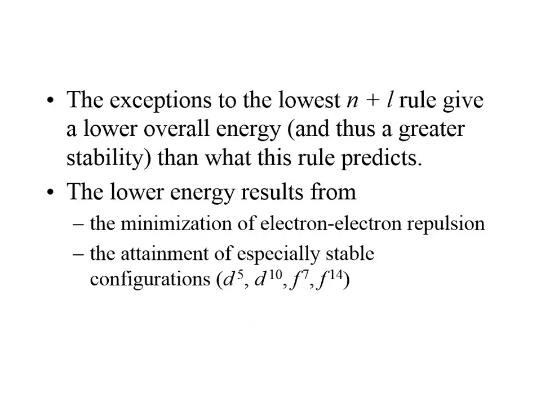Exceptions to the lowest n plus l rule do occur. You're not going to be coming up with them on a test. Apparently you had some in your homework. But the reason they occur has to do with half-filled subshells, like we saw with chromium. The half-filled chromium 3d subshell went 3d5, instead of 3d4 4s2. Or a full-filled D subshell, a half-filled F subshell would be f7, or a full-filled F subshell. That's where these exceptions occur.